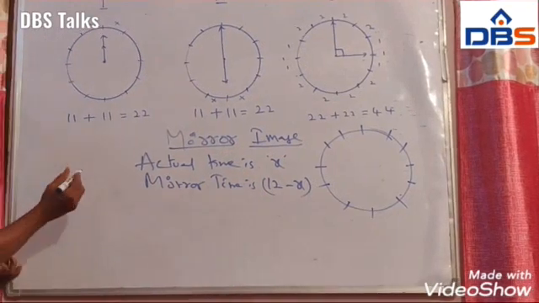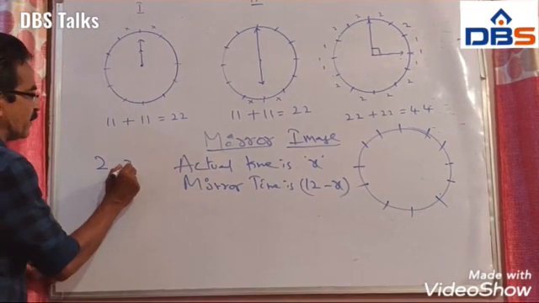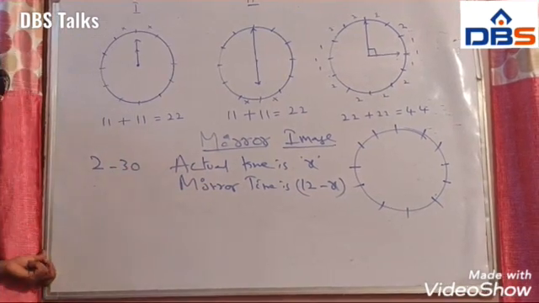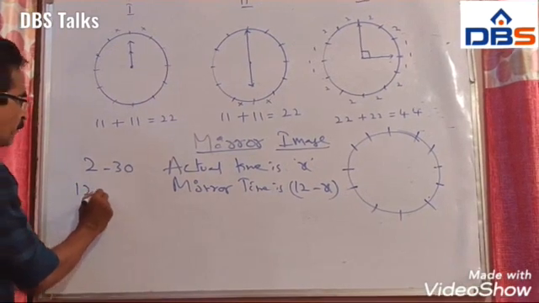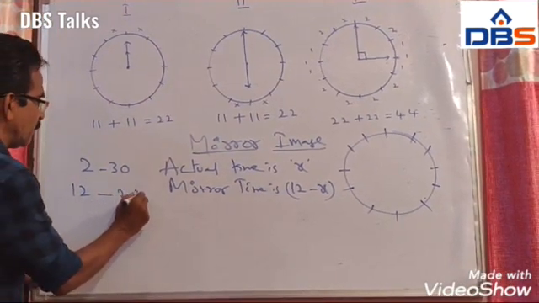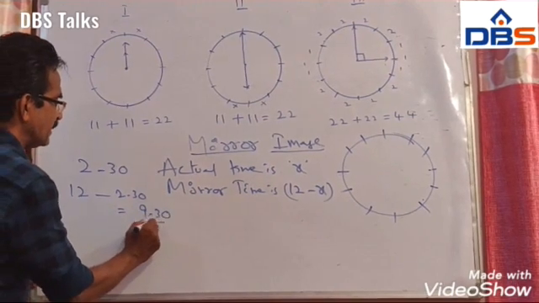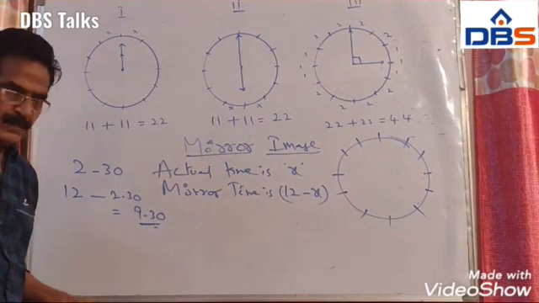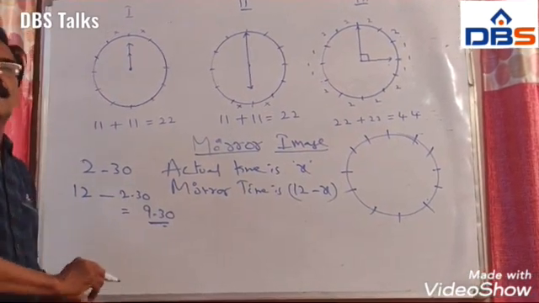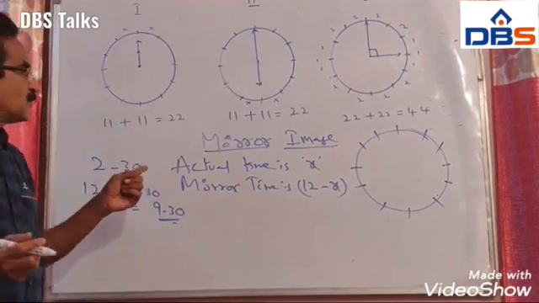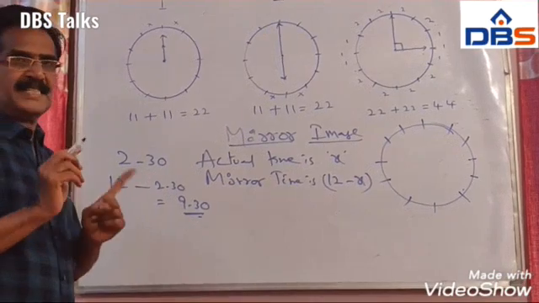See, I should consider one example. The actual time is 2:30. What is the mirror time? 12 minus 2:30 is equal to 9:30. This is the mirror time. So the same rule should be followed. If the mirror time is given and the actual time is to be found, then also we have to follow the same rule. Okay, so 12 minus x, fine.